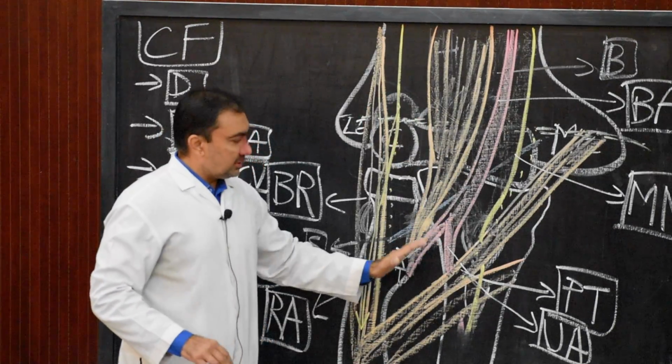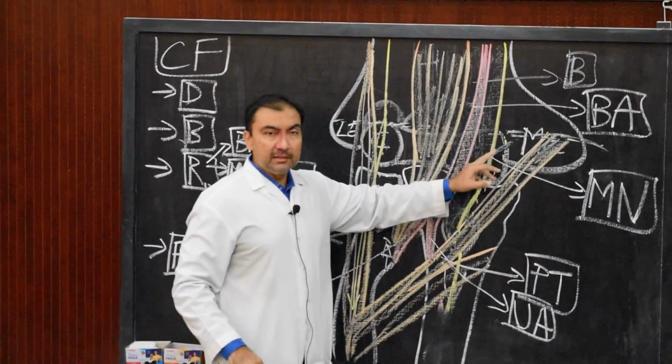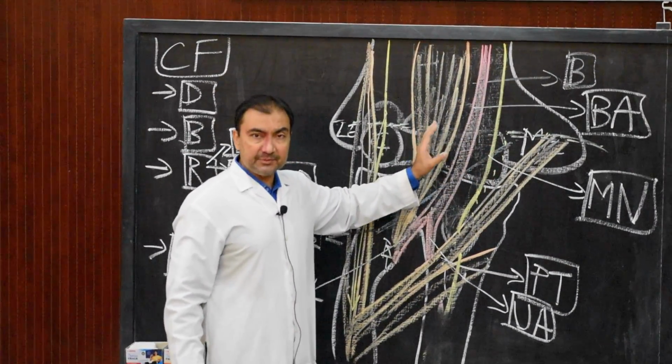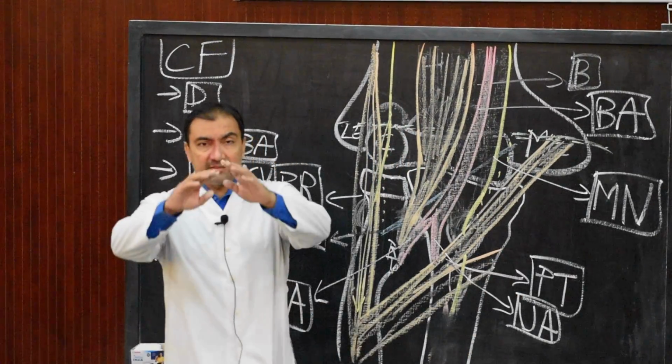So this much is about the cubital fossa. Once again, the contents of the cubital fossa from medial to lateral side: median nerve, brachial artery, biceps tendon, radial nerve. So here we have discussed the entire cubital fossa.